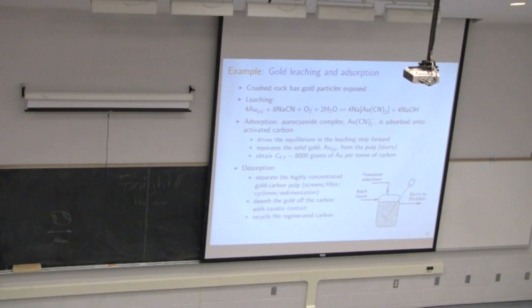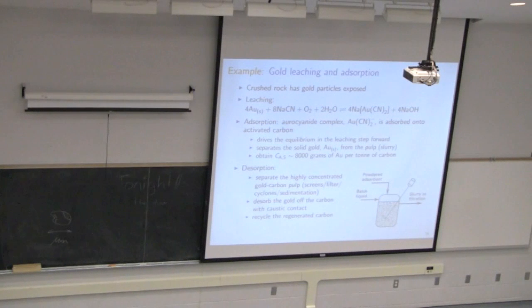Then you get your gold in solution, and that's called the aurocyanide complex. Now, we have this gold in solution. One way we can remove it is by adsorption. So activated carbon will adsorb that aurocyanide complex, and it has the additional advantage that it will drive that equilibrium forward, because if you're removing Au(CN)2 out of solution onto that activated carbon surface, you're removing the product, and you're going to drive that reaction forward, encouraging more gold to go out of solution.